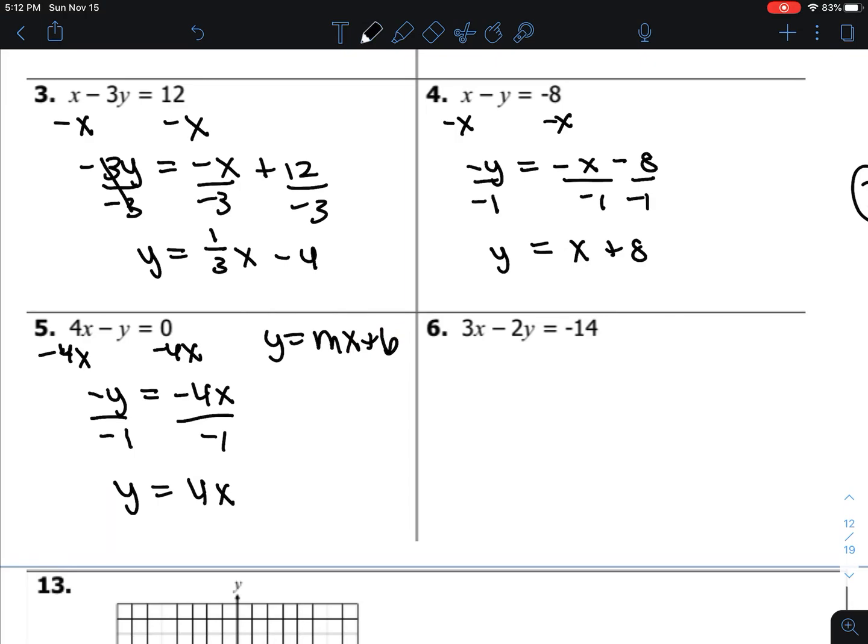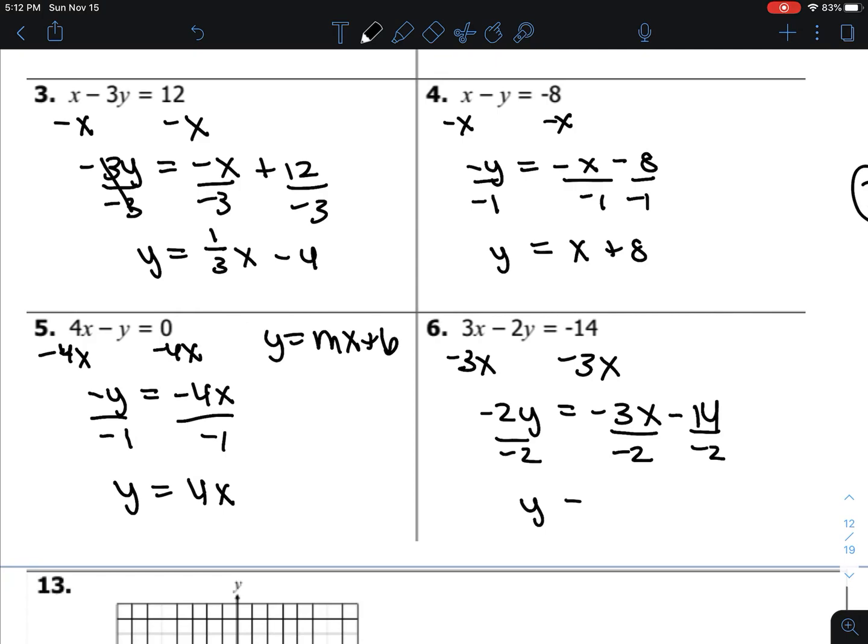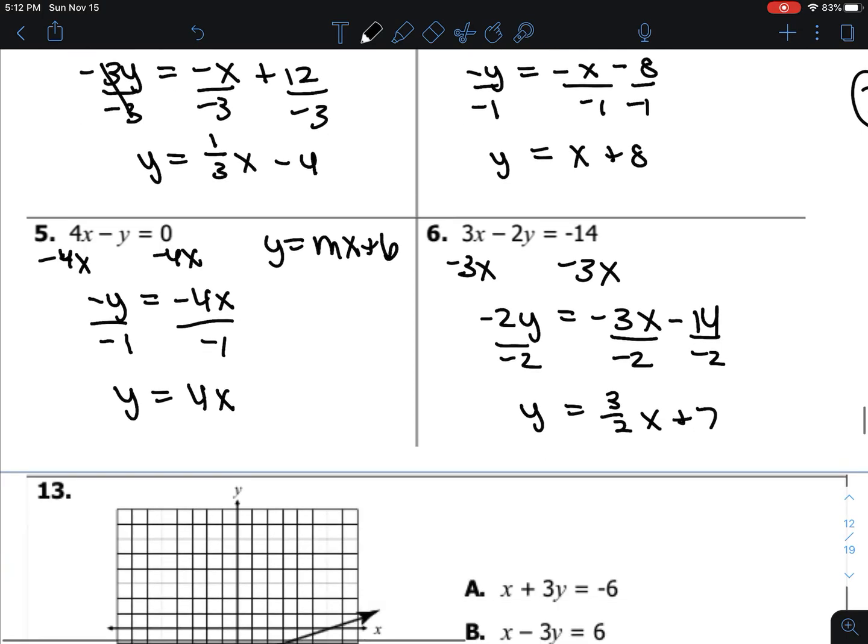The last example, we have subtract 3x from both sides. I have negative 2y equal to negative 3x minus 14. Now I'm going to divide by negative 2 to get rid of that negative in front of the y. I have y is equal to 3/2 x plus 7.